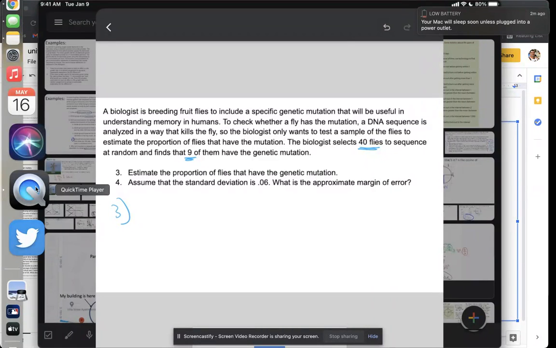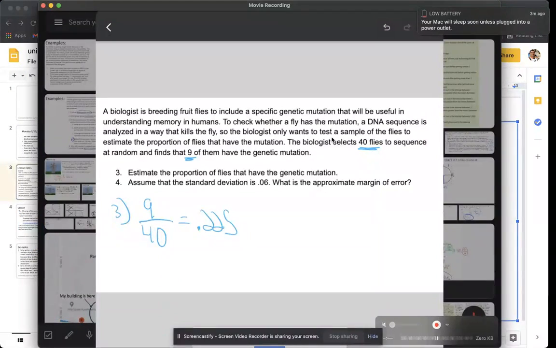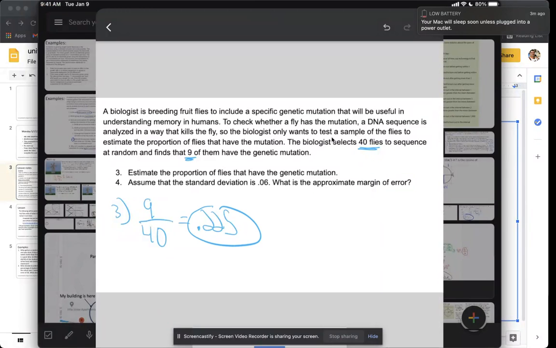Estimate the proportion of flies that have the genetic mutation. So we said that 9 out of 40 have the genetic mutation. So the estimate is going to be 9 divided by 40, which, according to my calculator, is 0.225. Number 4, assume that the standard deviation is 0.06. What is the approximate margin of error?